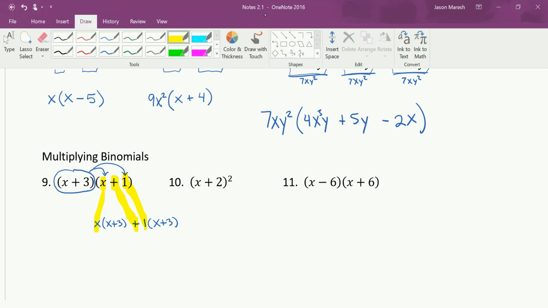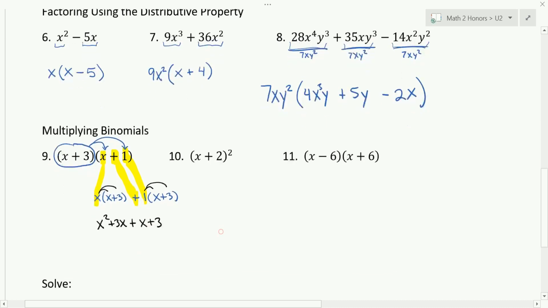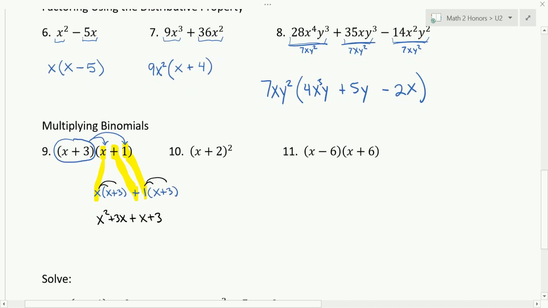And then we keep distributing: x times x, x times 3, 1 times x, 1 times 3. And then you always look at the end. If you can combine like terms, do it. I have two terms that have just an x. So x squared plus 4x plus 3. You may know how to do this another way, but I'm asking you to do it this way. When you do homework, I want to see it this way, and there's a reason for it. When we get to factoring, you're going to see this done in the reverse order.